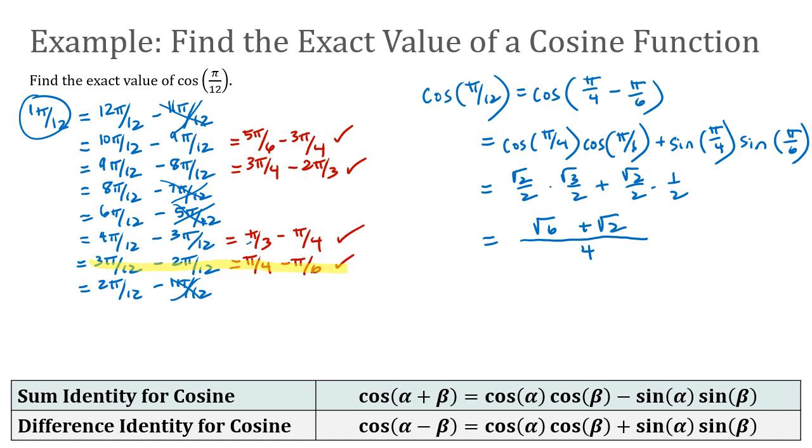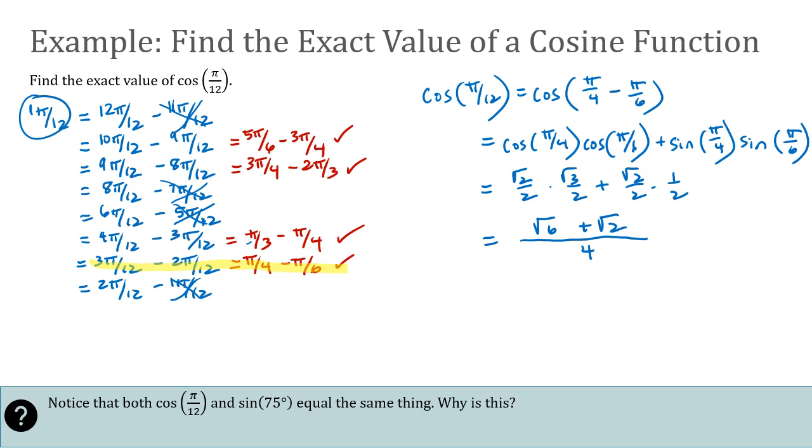I have found an exact solution or exact simplification for the cosine of pi over 12. Now, that answer may look familiar to you. A couple of slides back, we saw that the sine of 75 degrees equaled the same thing. So why is that? Well, you may recall from a past lesson that we said if two acute angles, an acute angle is an angle that's less than 90 degrees or less than pi over 2, if those two angles are complementary, meaning they add to 90 degrees, then their cofunctions are equal. What the heck does that mean?